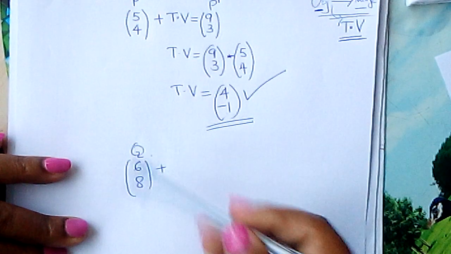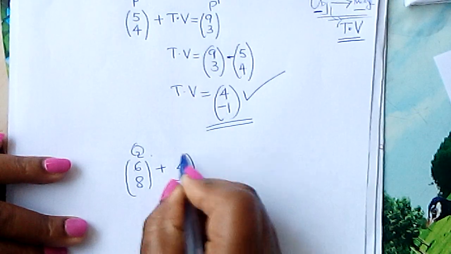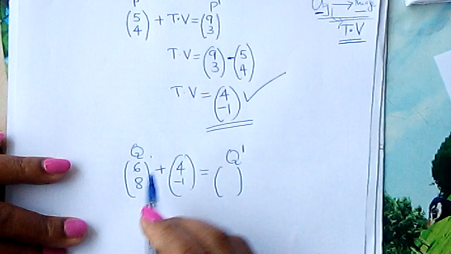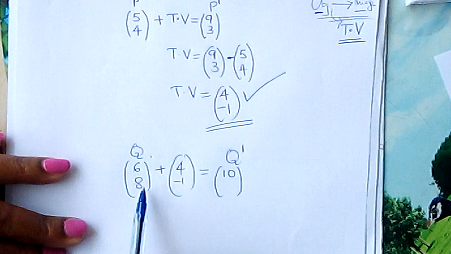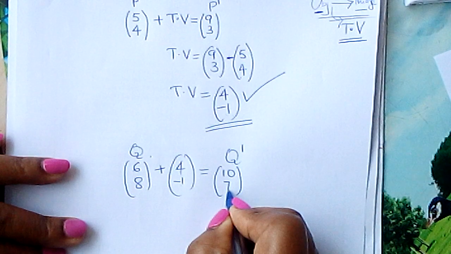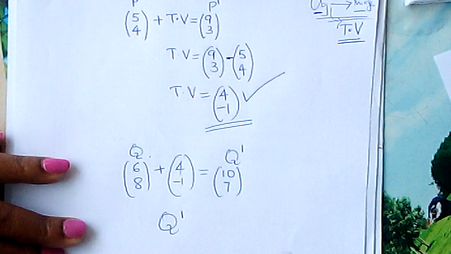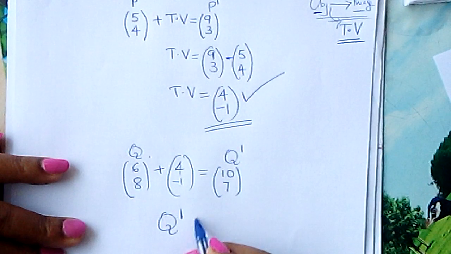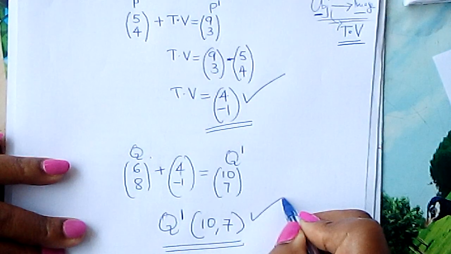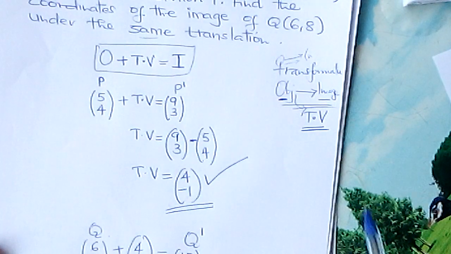So if our object is this, which is Q, you add now our translation vector like that, learner, to get our Q prime as a position vector. So you add here, you get 10, and then you add here, you get what, learner? You get 7. So this is the position vector of Q prime. Therefore, you come and conclude nicely here that Q prime, the image of Q, is at 10, 7. So learner, go and practice on translation.